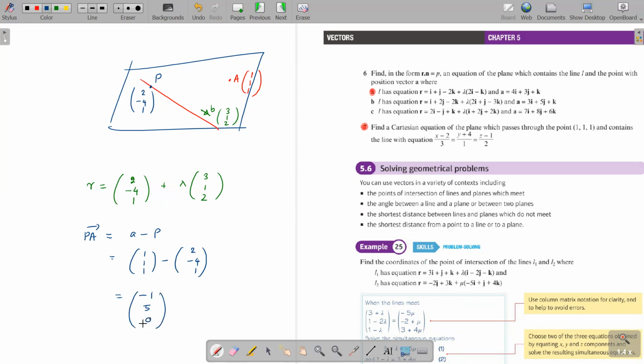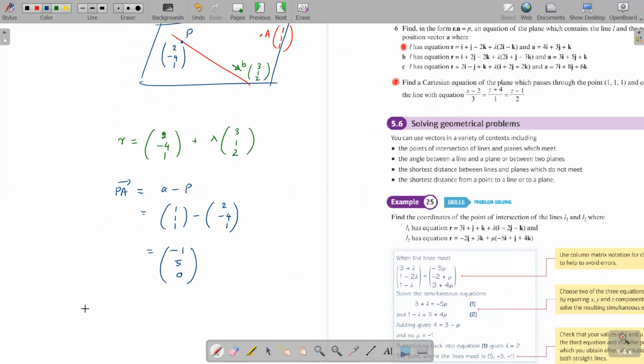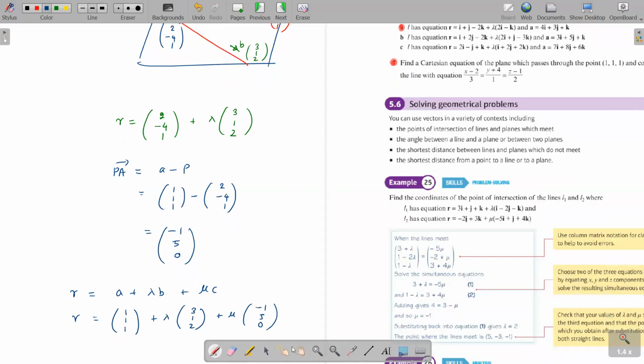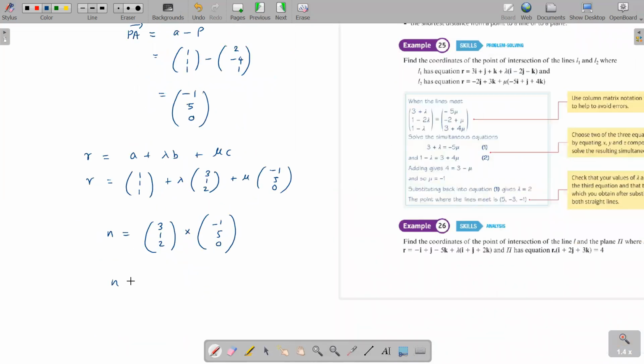Is this okay? Then we'll get the cross product. If I write the equation r equals A plus lambda B plus mu C, A is the vector (1, 1, 1); you could use any of the points for A. Then lambda B, I'll use (3, 1, 2), plus mu, for C, I'll use (minus 1, 5, 0). For n, I gave you the rule n is equal to b cross c. So you take (3, 1, 2) cross (minus 1, 5, 0).